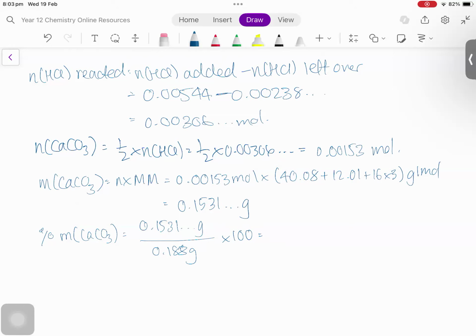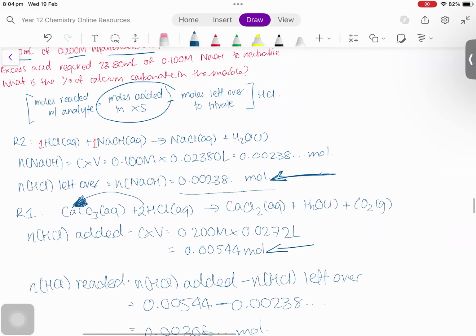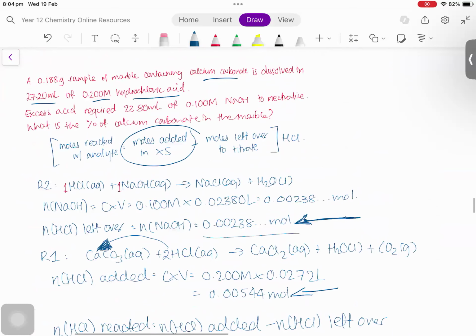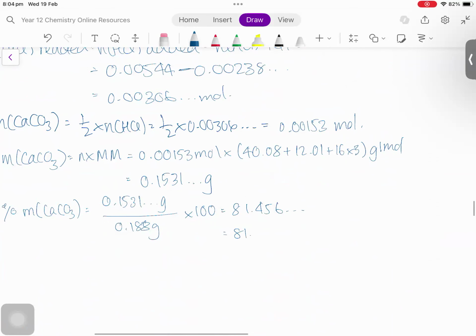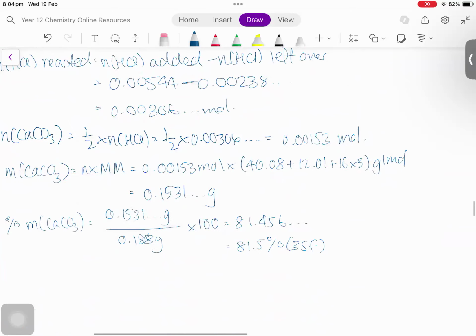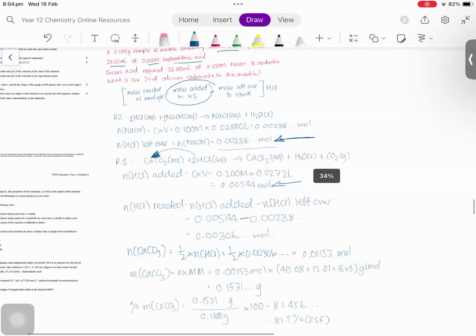81.45. And then we round off to 3 sig figs. Any zeros after a non-zero can be counted. So 3 sig figs, this gives you 81.5% to 3 sig figs.